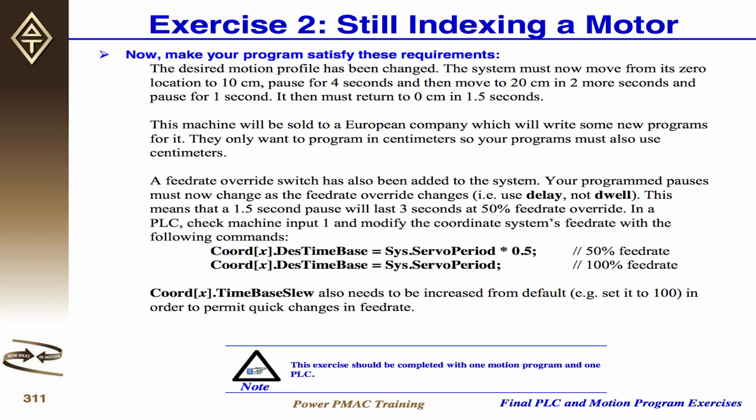The way that you command 50% feed rate is by writing chordx.desTimebase equals sys.servoPeriod times 0.5. So it basically cuts your feed rate in half. And then you set it back to 100% by writing chordx.desTimebase equals sys.servoPeriod. Bring you back up to full speed. And then you probably need to increase your chordx.timebase slew in order to permit faster changes in the percent feed rate. So all of this part should be done in a secondary PLC that's running at the same time as the motion program.